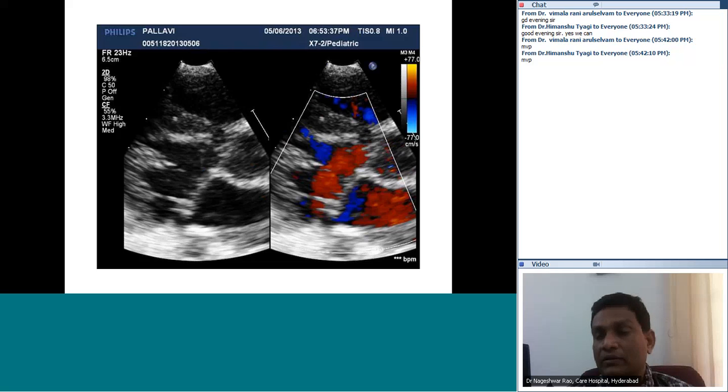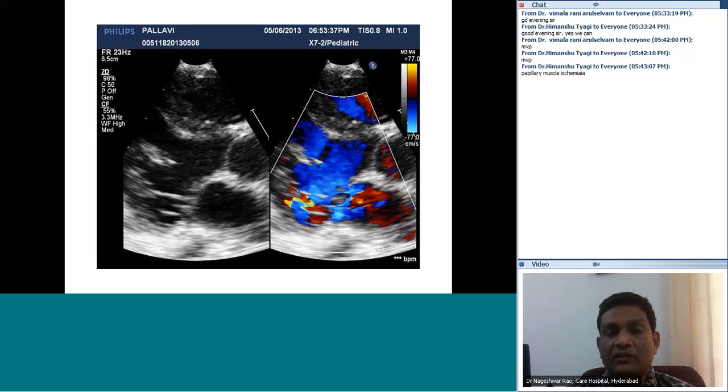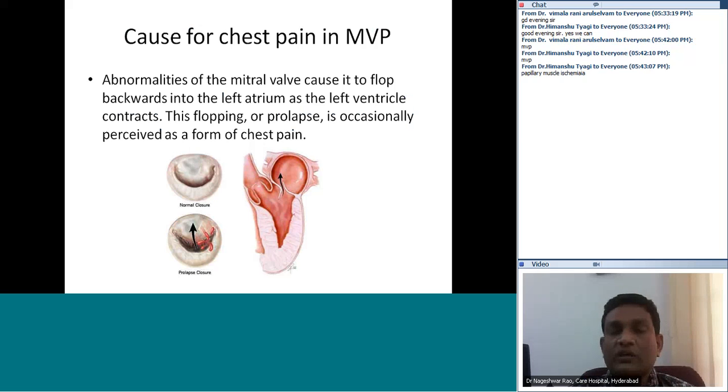So there are a lot of hypotheses. Actually, nobody knows why the chest pain comes in these kinds of cases. One is, as you said, papillary muscle ischemia. Second is, if you look at this mitral valve prolapse, the mitral valve is redundant and the chordae are very much lengthened. So the papillary muscles and the chordae are floppy and will prolapse into the LA, which causes some kind of traction and stretch on the papillary muscles and the chordae. That is probably one of the mechanisms people thought is the reason for the chest pain.